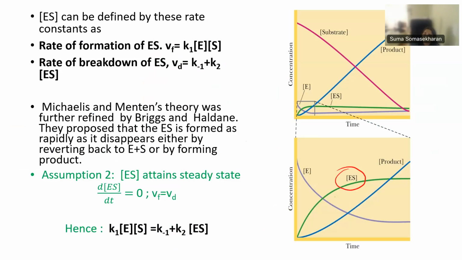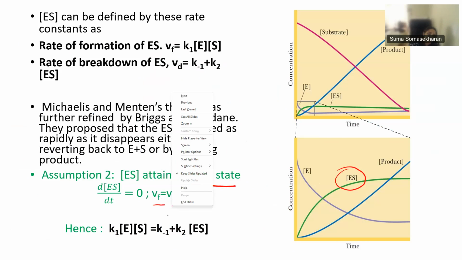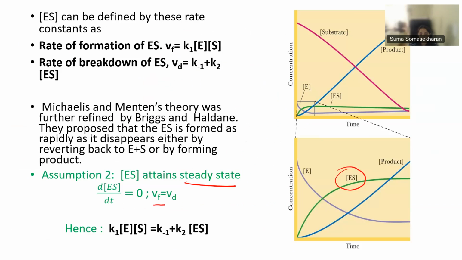That it reaches a plateau, it rapidly reaches a plateau, and it remains the same throughout the catalytic process, and therefore you can say that the concentration of enzyme substrate attains what is known as steady state. So if we make the second assumption, which is the assumption of steady state, then we can say that Vf, the rate of formation of enzyme substrate complex, is equal to the rate of breakdown of the enzyme substrate complex.